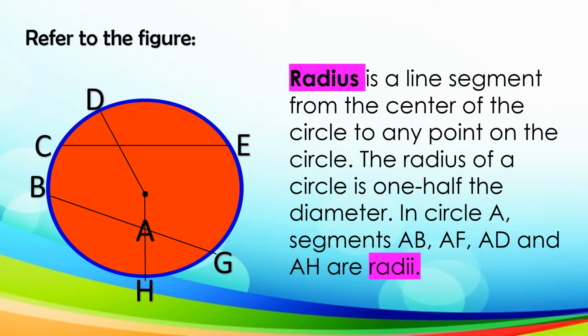Another term related to circle is the radius. Radius is a line segment from the center of the circle to any point on the circle. The radius of a circle is 1/2 the diameter. In circle A, segments AB, AF, AD and AH are radii. Radii is the plural form of radius.